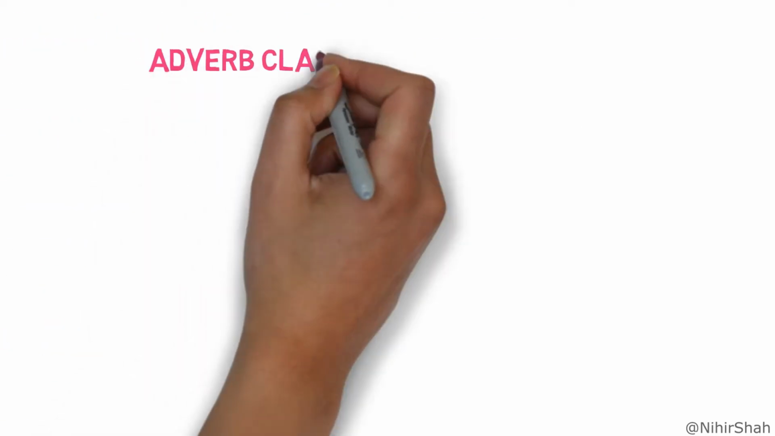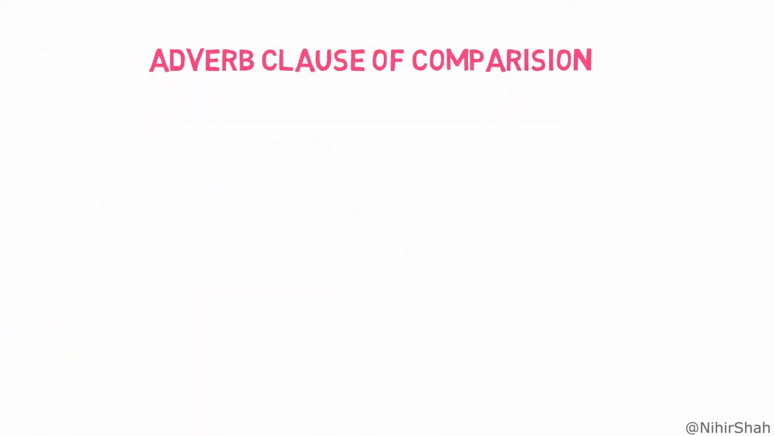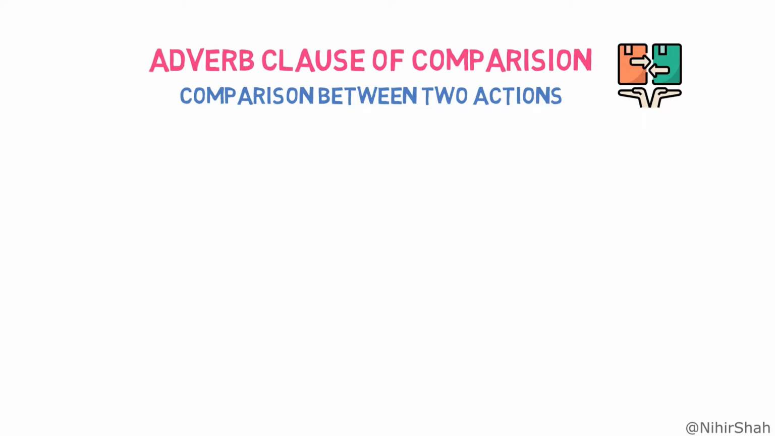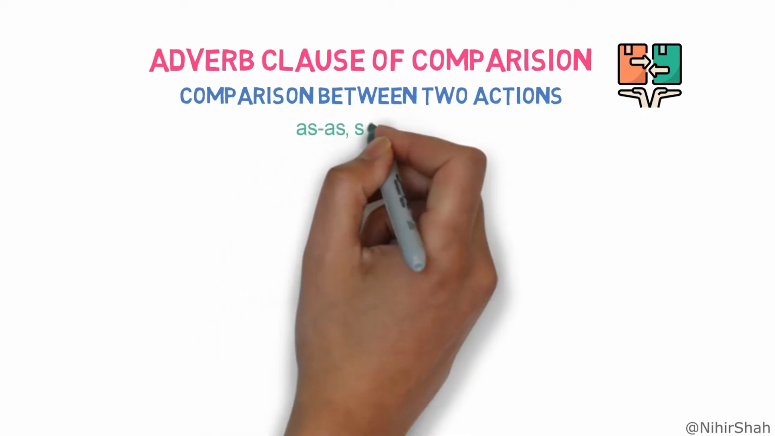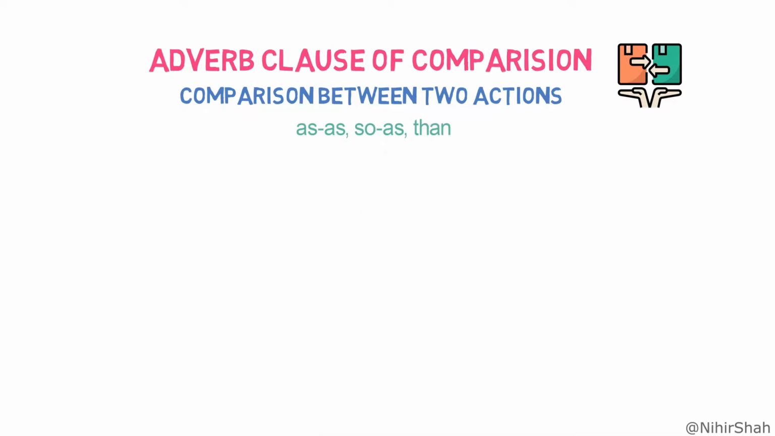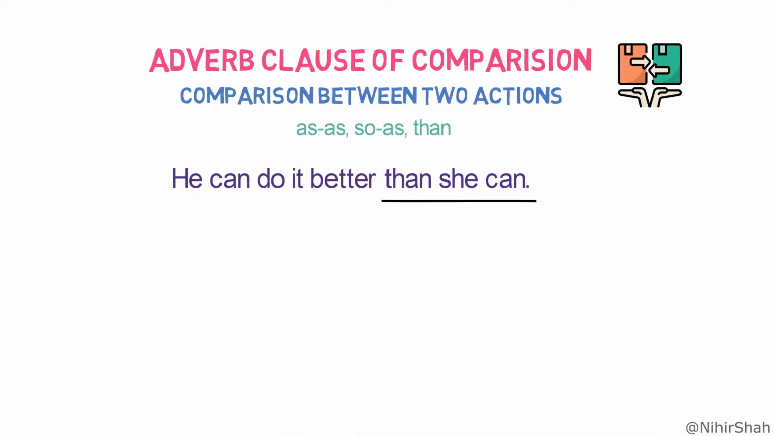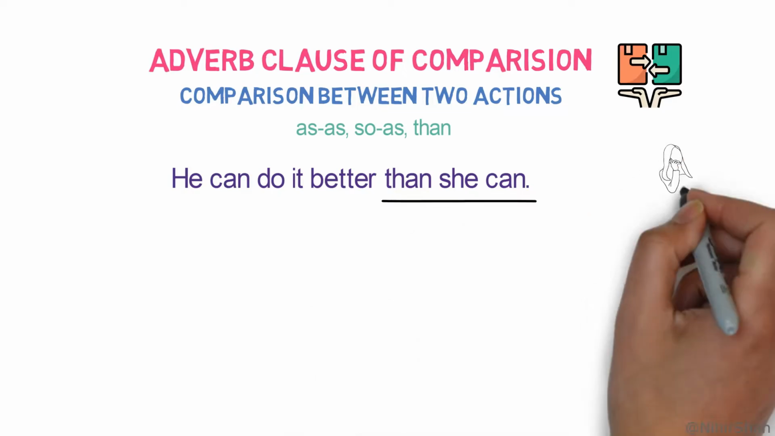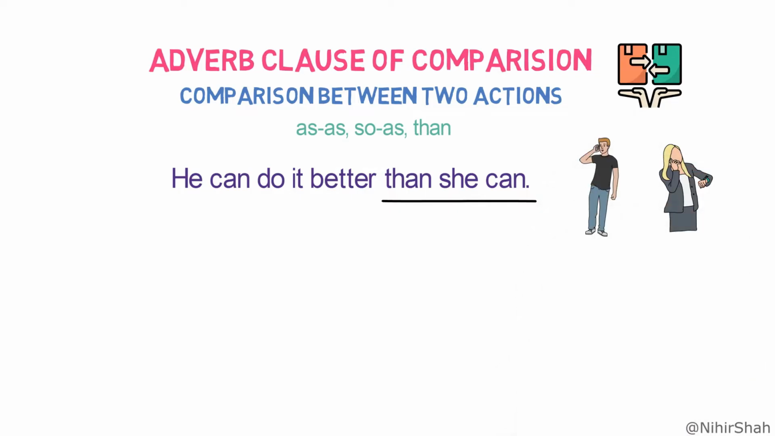Number 9, adverb clause of comparison. The adverb clause of comparison describes the comparison between two actions in a sentence. The most common subordinating conjunctions are as, so as, than. For example, he can do it better than she can. Here, than she can is describing the comparison between her work and his work. So, than she can is an adverb clause of comparison.